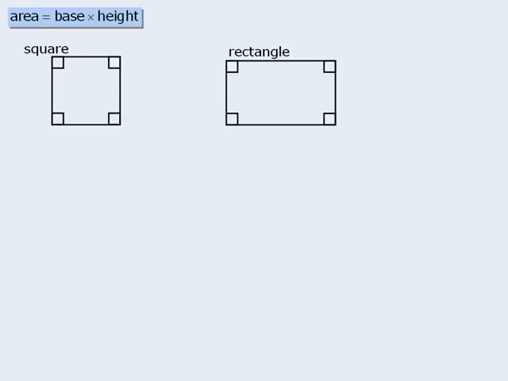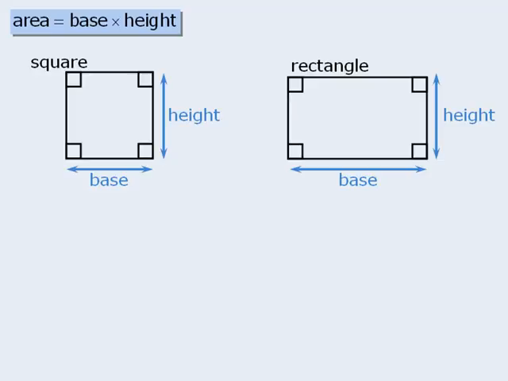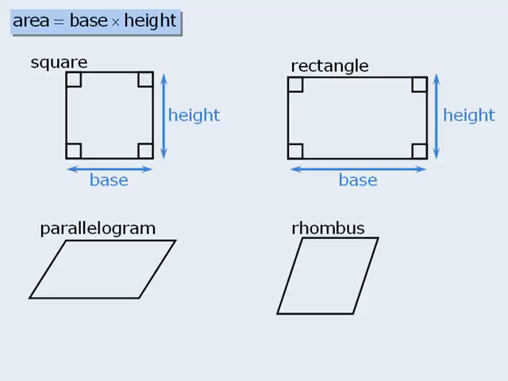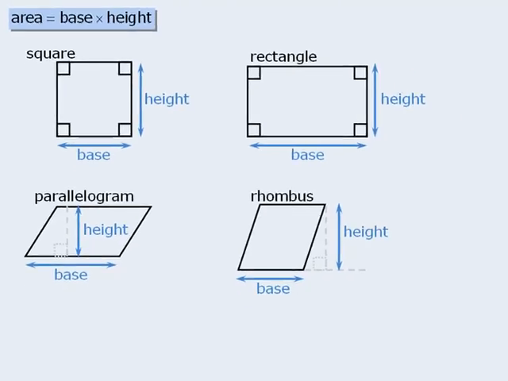Now, for squares and rectangles, it's pretty straightforward. The base will be one side, and since the angles are all 90 degrees, the height will be the length of a side that is perpendicular to the base. For parallelograms and rhombuses, the process is slightly different. Now the base can be any side. However, the height will be the perpendicular length from the opposite side to the base. Now once we know the base and the height, we simply multiply them together to find the area.